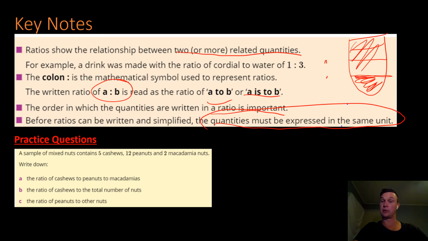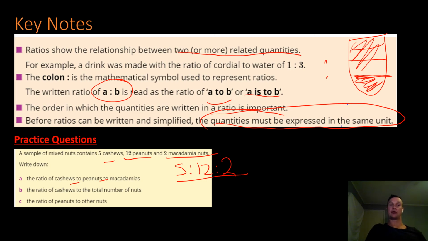So we've got 3 questions here we'll quickly look through, and then we'll move on to the next part. The first one is simply writing some ratios. We've got 5 cashews, 12 peanuts, and 2 macadamia nuts. If you had to write the ratio of cashews to peanuts to macadamias, we simply write it as 5 cashews is to 12 peanuts is to 2 macadamias. So you simply write it like that using that symbol.